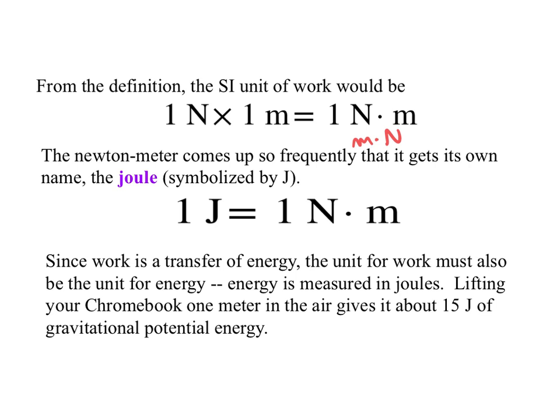The Newton meter comes up so often that it gets its own symbol called the joule, which we symbolize by capital J. And so 1 joule is 1 Newton meter. Since work is the transfer of energy, the unit for work must also be the unit for energy. That is, energy must be measured in joules, and that's true. Lifting your Chromebook 1 meter in the air gives it about 15 joules of gravitational potential energy, and you do about 15 joules of work on it.